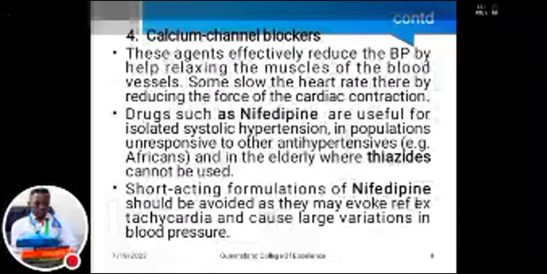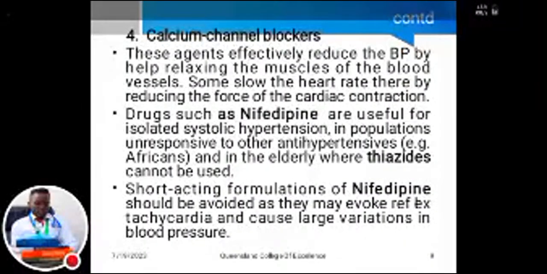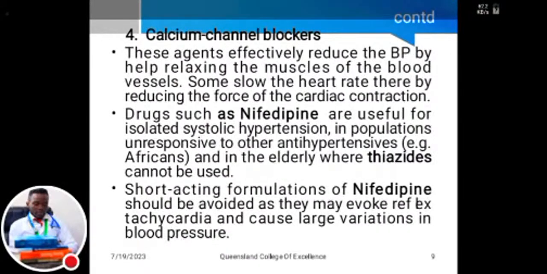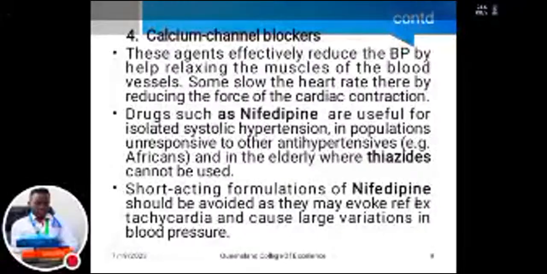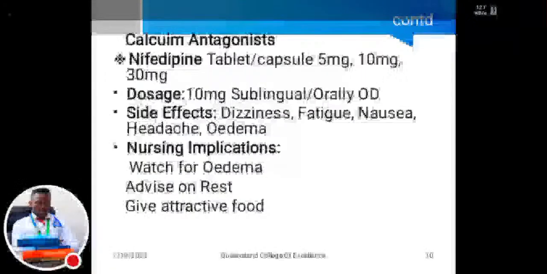A short-acting formulation of nifedipine should be avoided, as it may evoke reflex of what? Tachycardia. What is tachycardia? Remember your cardiac muscles, they've been dilated. And then here is now tachycardia as the side effect, where you are seated but you're panting, panicking when breathing. So that's the reason why we are saying give 10 milligram.